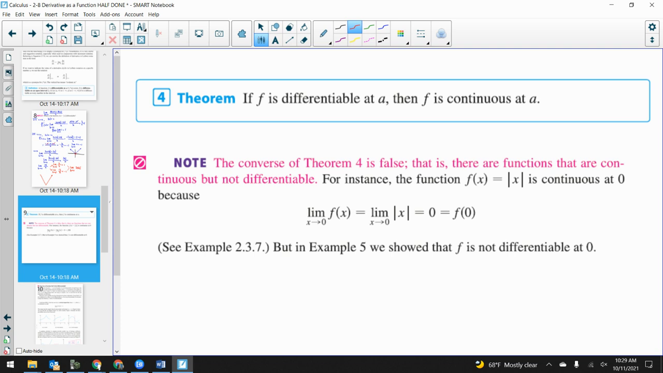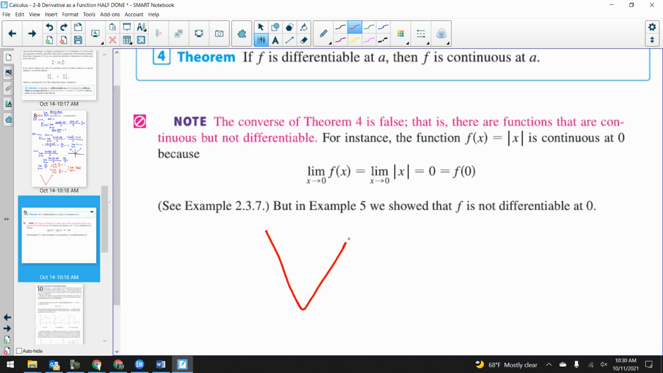Okay? Now, the converse of this is not true. If you say it's continuous, that doesn't necessarily mean that it is differentiable at all those locations. We saw it in the last example. We had the absolute value, but was it differentiable at that corner point? No. Is that a continuous function? Yes. So the converse of that theorem is not true. Just because it's continuous does not mean that it's differentiable anywhere.